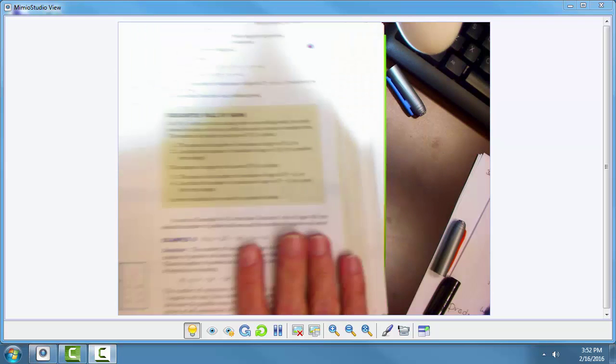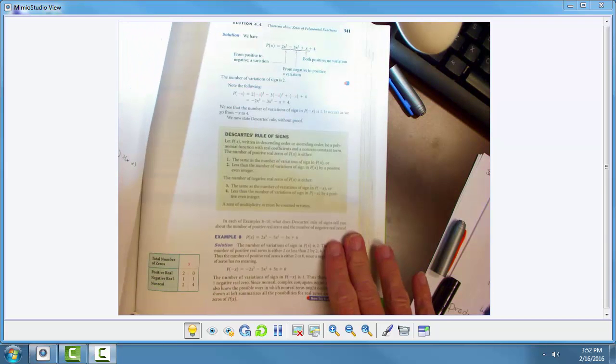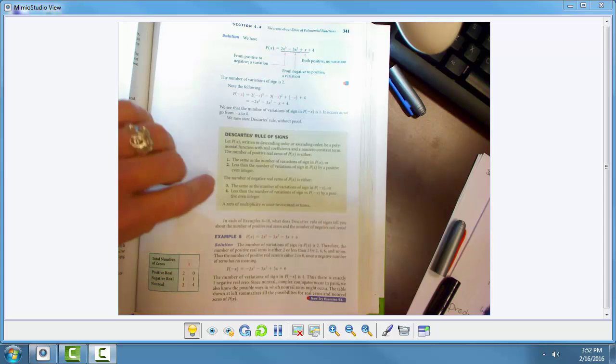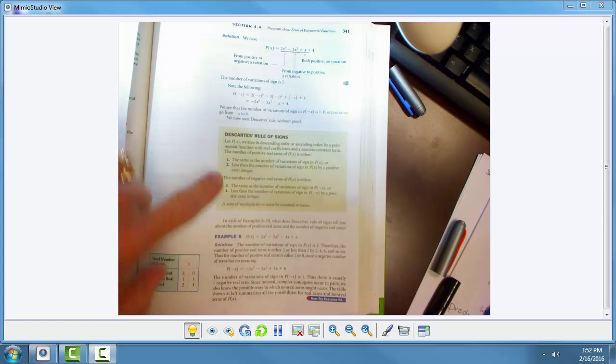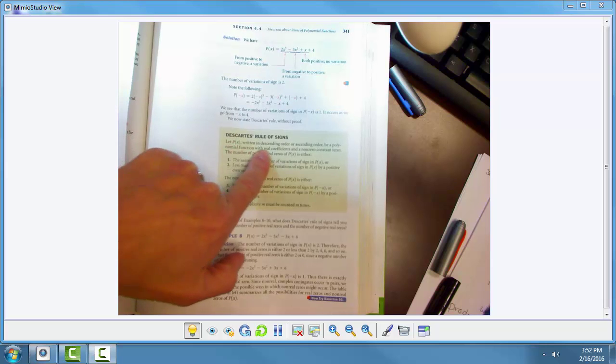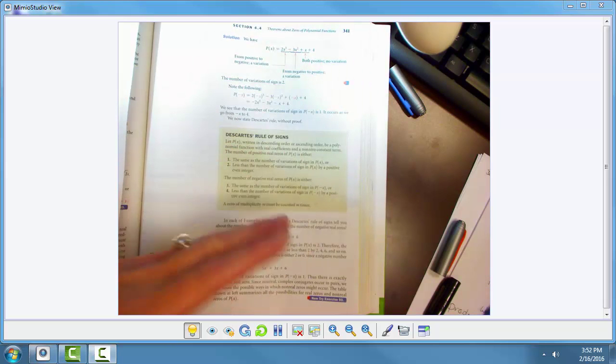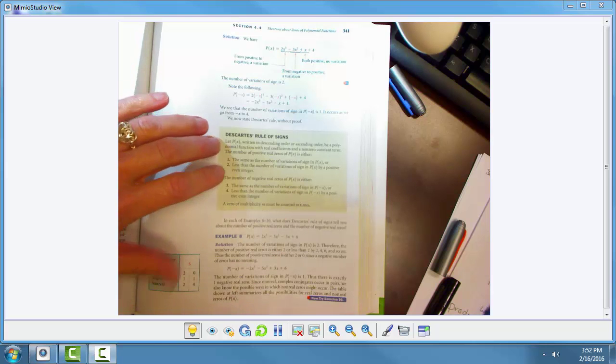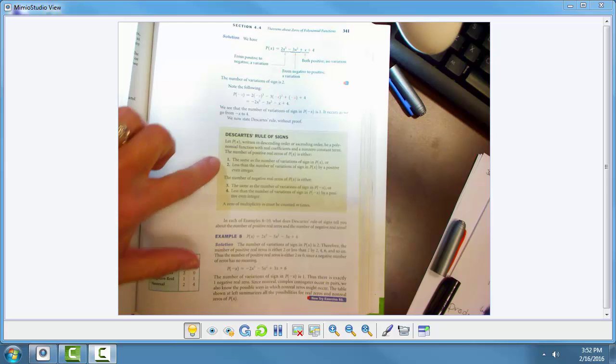The next thing we're going to look at in section 4.4 is Descartes' rule of signs. It's on page 341, the big brown box. Okay? It says a lot of stuff, but you have a polynomial p of x written in descending or ascending order. Now it must be written like that. Can't be jumbled up. It's got to be in ascending or descending order. And then what you're going to do is count the sign changes. Okay? That's what all this stuff means.